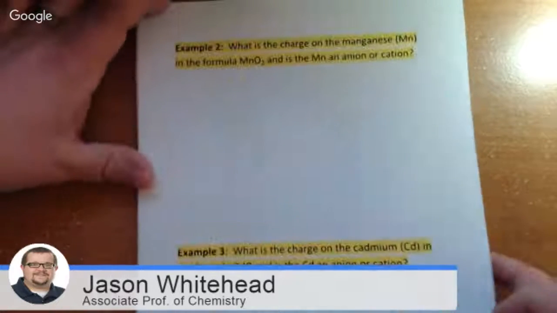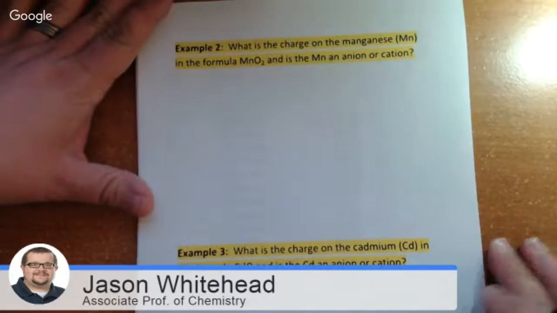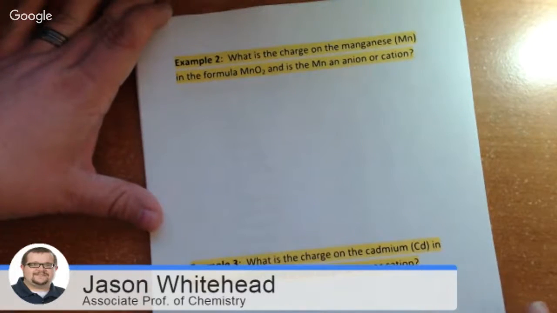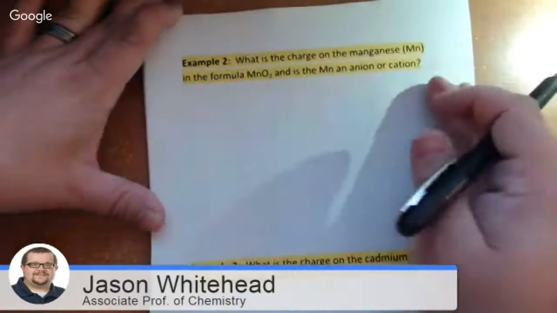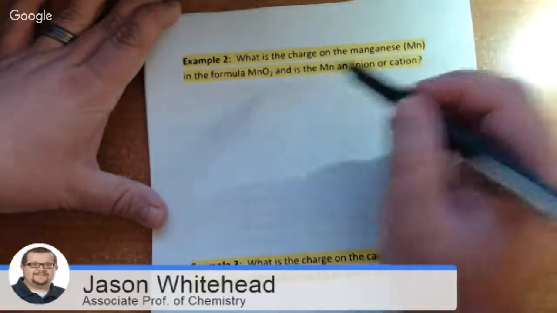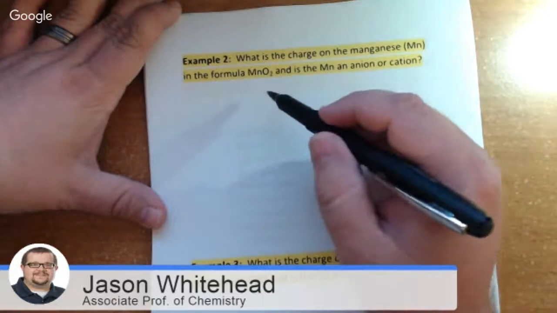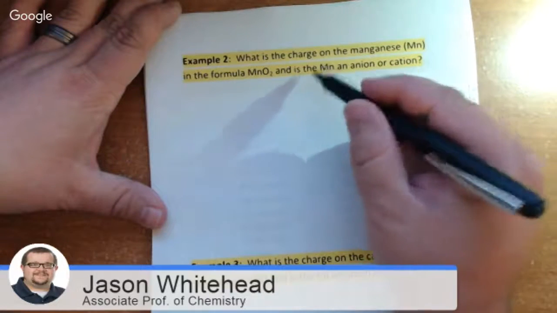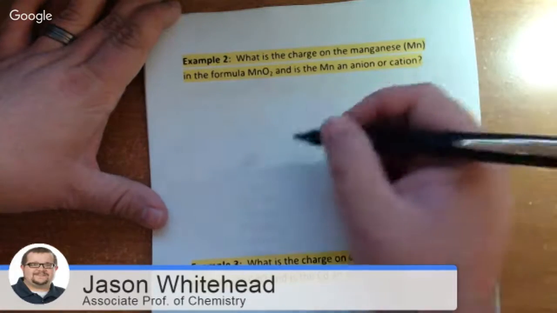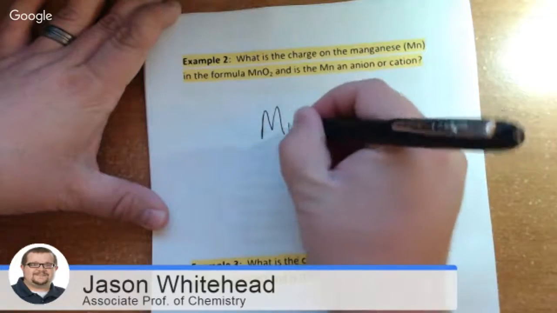Okay, we're going to use what we just covered to start thinking about finding charges on what we don't know based on what we do know. So the question is, what is the charge on the manganese in the formula MnO2, and we also are wondering if Mn is an anion or if it's a cation. So let's blow this up a little bit so we can work on it.